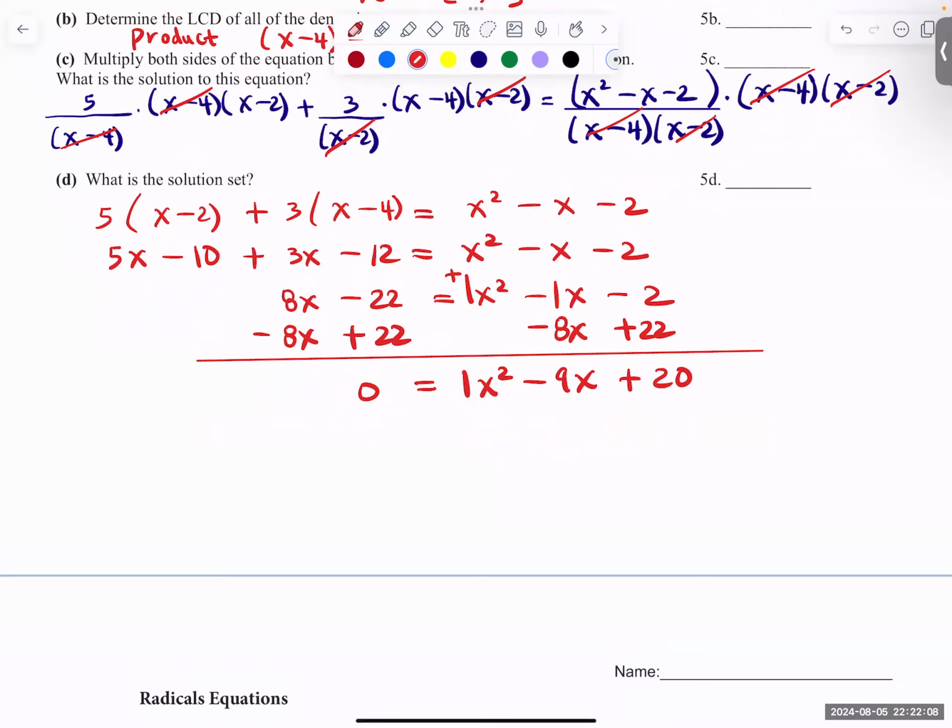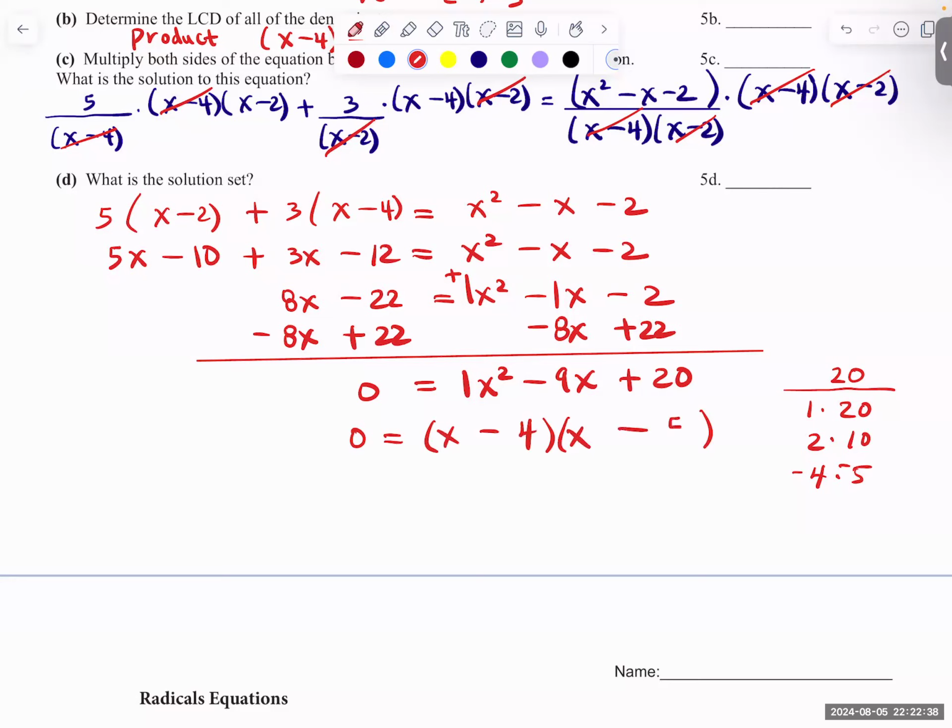If we're going to use trial and error, you want to think of a pair of integer factors of 20 that will add or subtract to give you -9. So you would have 1 times 20, 2 times 10, 4 and 5. If they're both negatives, we'll have a product of positive 20 and a sum of -9. So that tells us to try factoring as the product of two binomials, first term x, -4, -5, and be sure to check that by multiplying. Looks like it will give us a -9x and a +20.